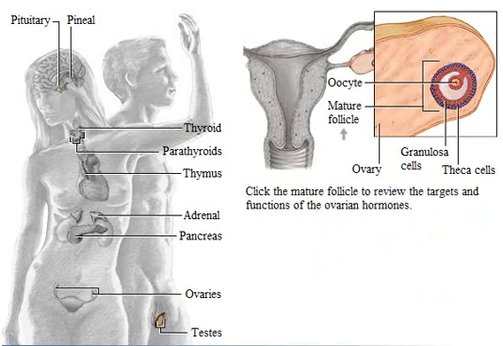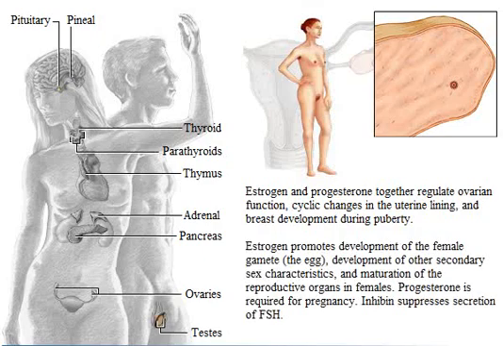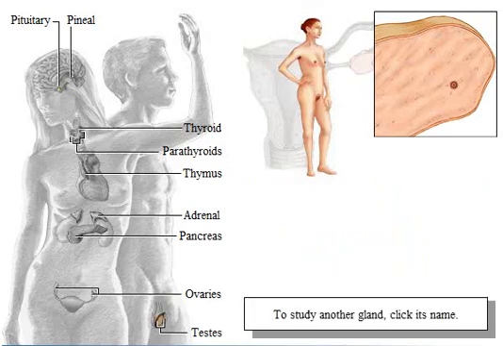Click the mature follicle to review the targets and functions of the ovarian hormones. Estrogen and progesterone together regulate ovarian function, cyclic changes in the uterine lining, and breast development during puberty. Estrogen promotes development of the female gamete, the egg, development of other secondary sex characteristics, and maturation of the reproductive organs in females. Progesterone is required for pregnancy. Inhibin suppresses secretion of FSH. To study another gland, click its name.